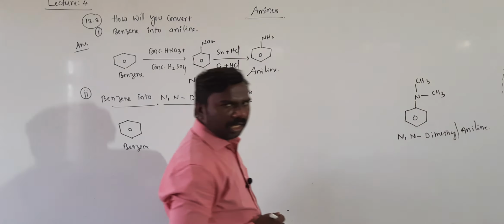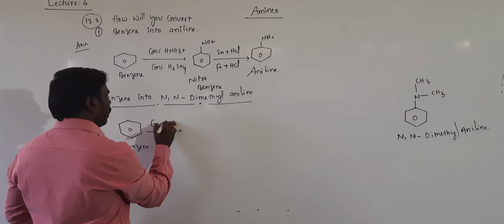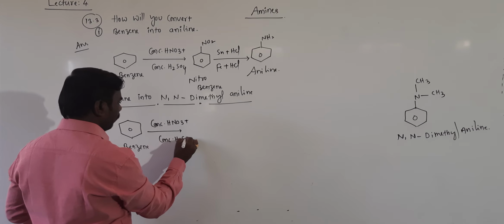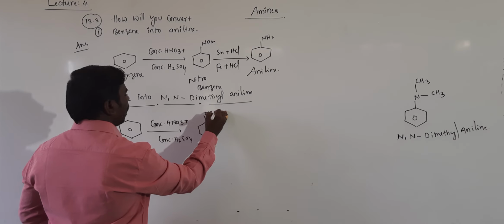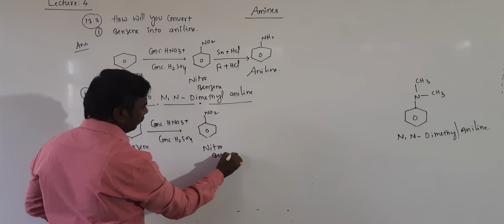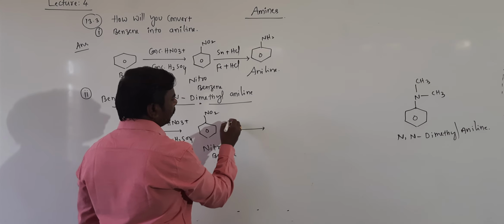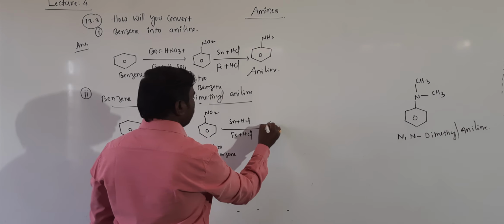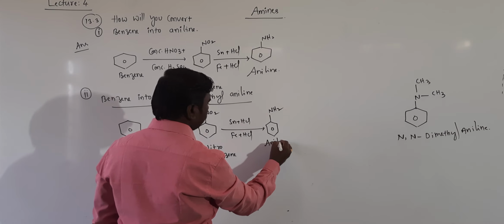N,N-dimethylaniline, right? Now first of all, on nitration, concentrated HNO3 plus concentrated H2SO4, we will get nitrobenzene, like the above reaction. Nitrobenzene, right? Then nitrobenzene on reduction, reduction means Sn/HCl, otherwise Fe/HCl, gives rise to aniline. This is aniline, like the above one.